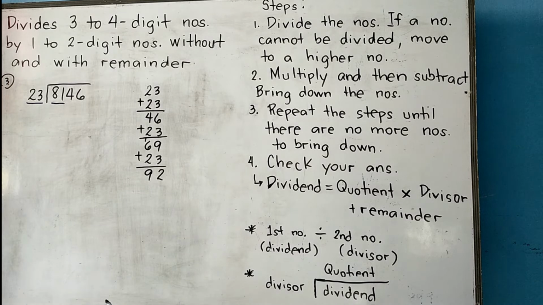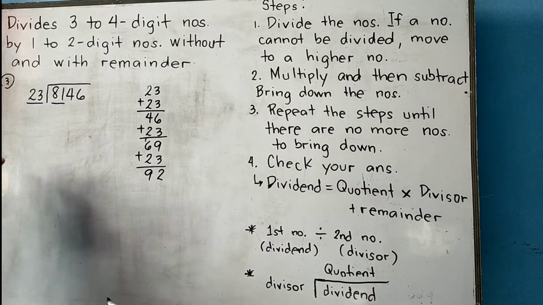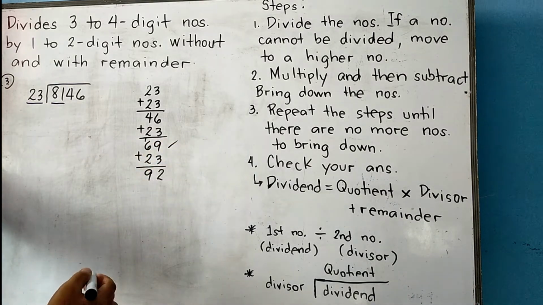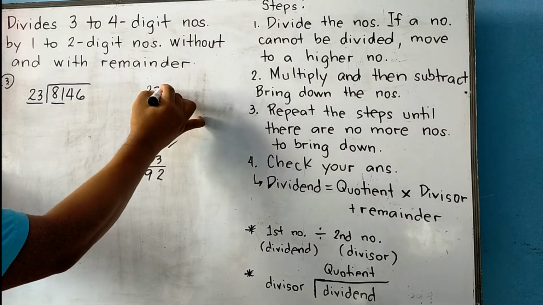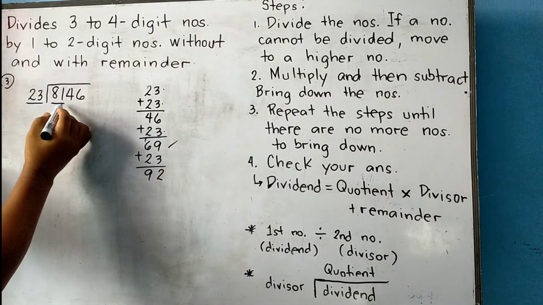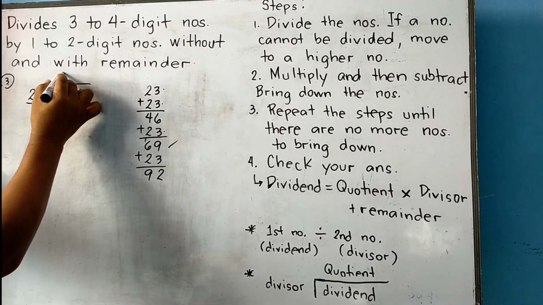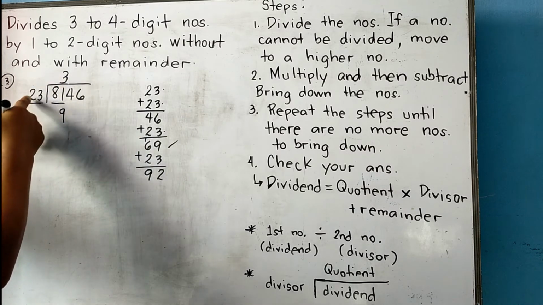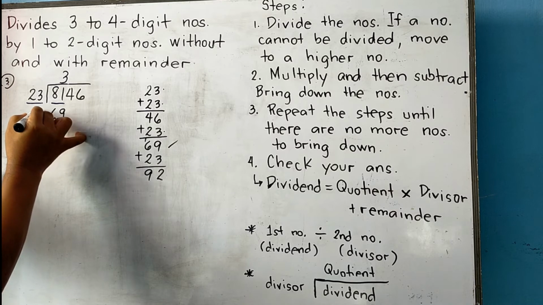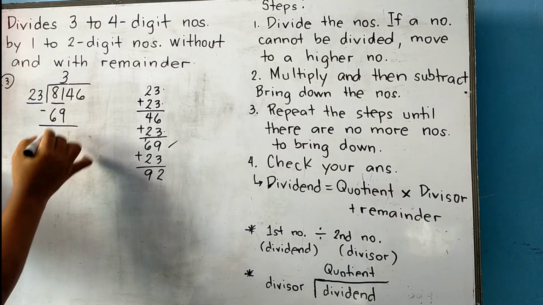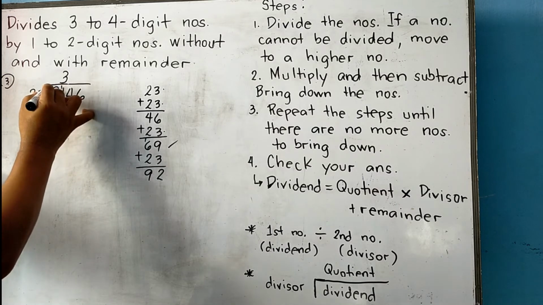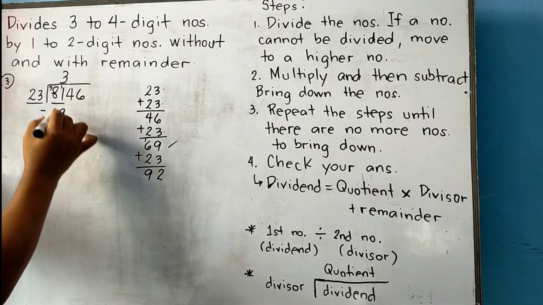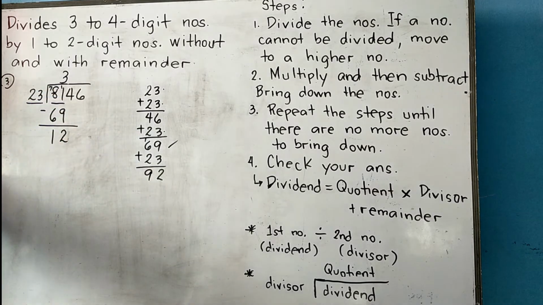So, again, we are looking for a sum which is equal to or less than 81, and that is 69. So how many 23's in 69? 1, 2, 3. So write your answer dun sa tapat ng 1. So write 3. And 3 times 3, it is 9. 3 times 2, it is 6. And then time to subtract. 1 minus 9 cannot be, so this will become 11, while 8 will become what? 7. 11 minus 9, it is 2, and 7 minus 6, it is 1.